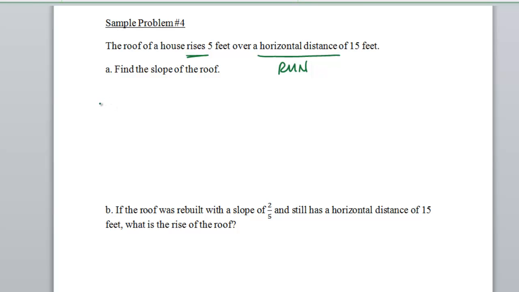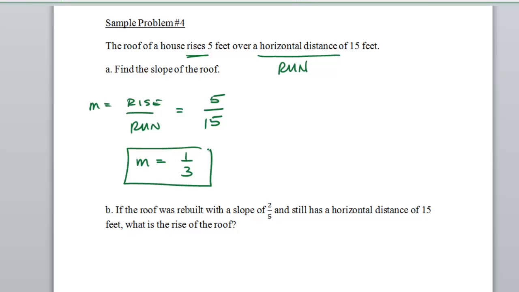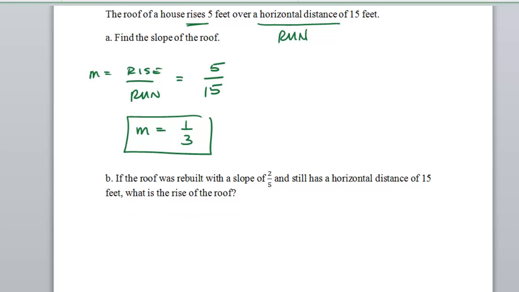And so our slope is just going to be, if you remember, rise over run. So that makes this very simple. We have a rise of 5 feet over a run of 15 feet. Now we should always get in the habit of reducing our improper fractions, and so we can see we have a slope of 1/3.